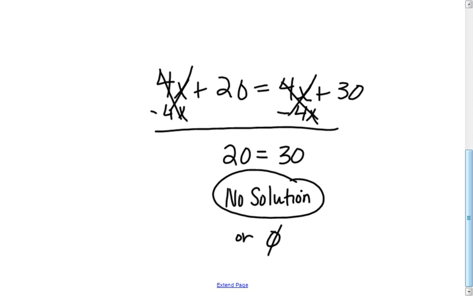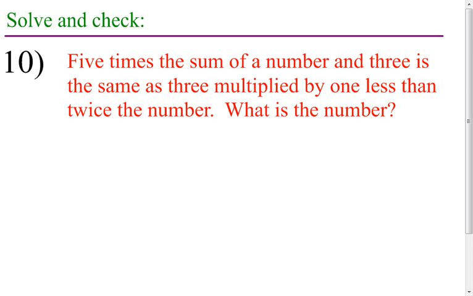Okay, so when all your variables drop out, you have 2 choices, either all real numbers or no solution. It's all real numbers if what you have left is a true statement, and it's no solution if what you have left is a false statement.